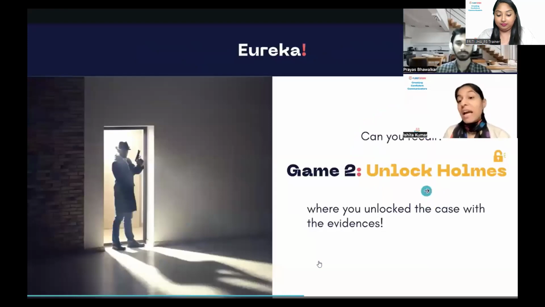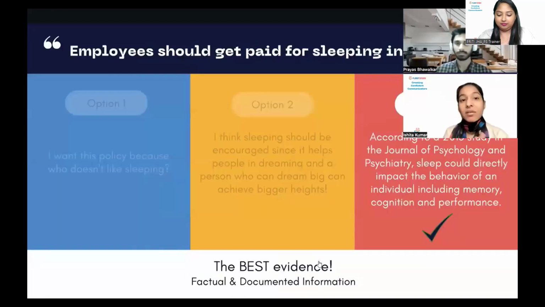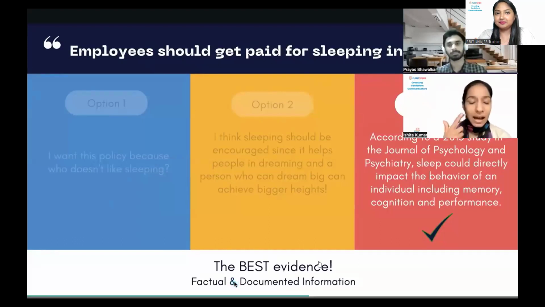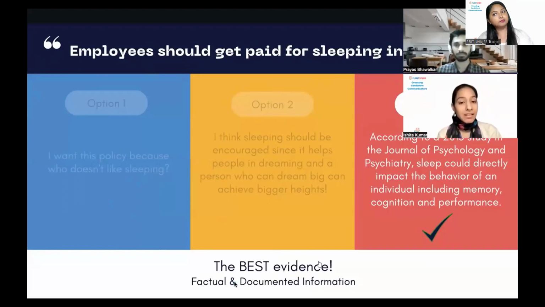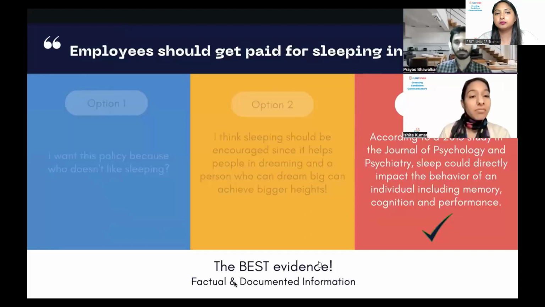So we have already solved two cases. Let's look once again at one of these. Remember this line, the argument that we had read: employees should get paid for sleeping. And for that, we had chosen the third evidence. I know you already know this, but just to revise, why did we choose the third one as the evidence? Seemed like researched and had some factual information involved. Absolutely, right? So evidence has to be something that is a researched point, factual data, documented information. Then only we will be able to support our argument, right?